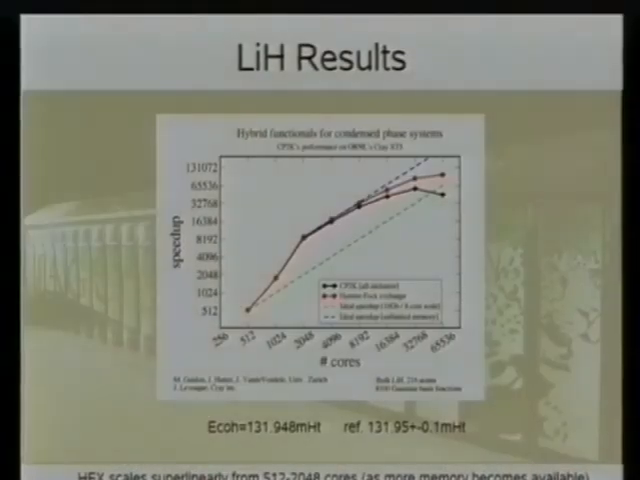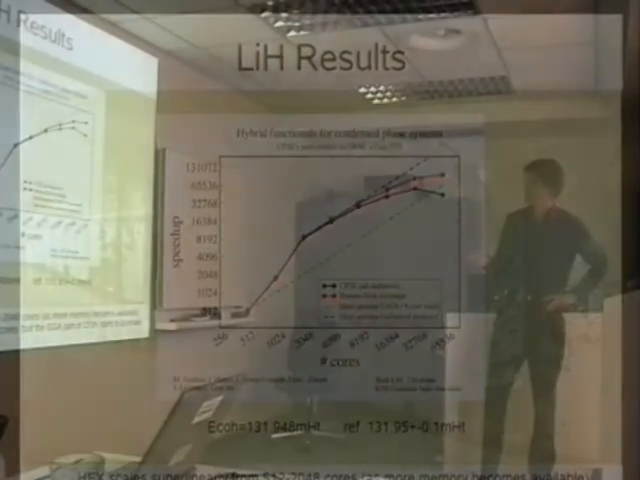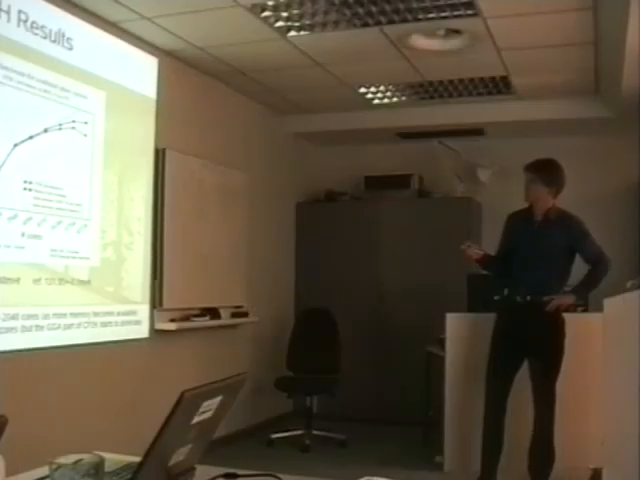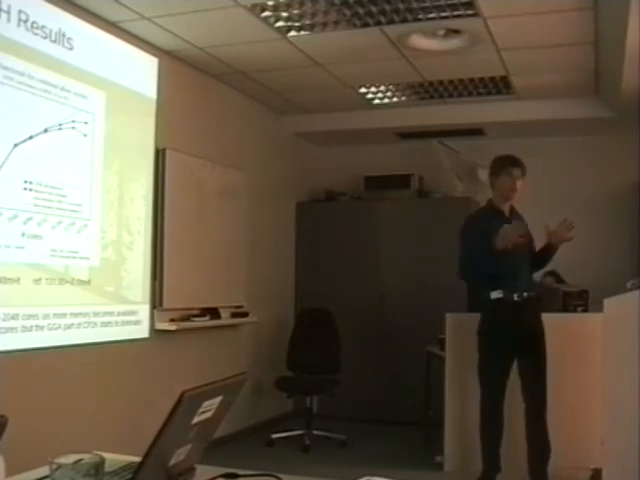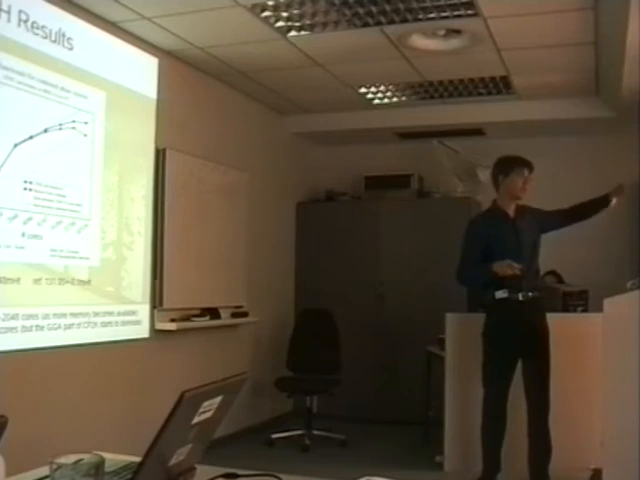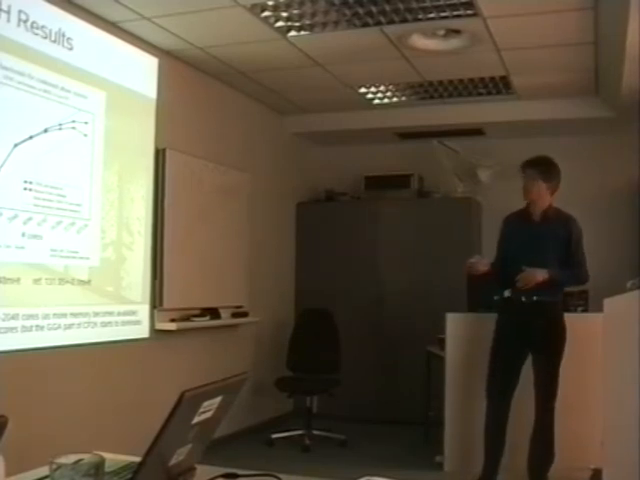This is the number of cores and the speed up. As you can see, the red line is the Hartree-Fock code. You see it scales quite nicely, especially in the beginning. As we add more and more nodes to the system, we have more and more memory. And actually, we get a superlinear speed up because we store the intermediate results. And that's the first part of the calculation.